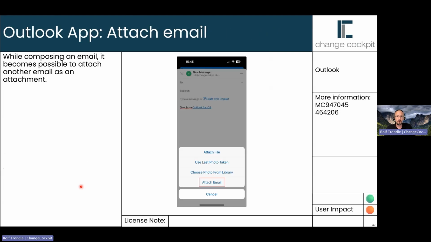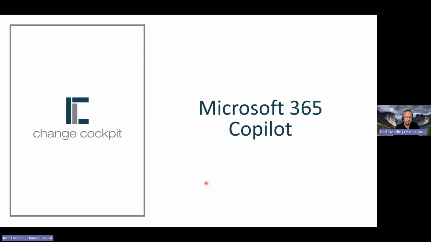Then you can now attach an email to another email from within Outlook. This simplifies referencing previous conversations, improving clarity and context in ongoing email threads. Just go to attach email and choose another email to attach to the new message.